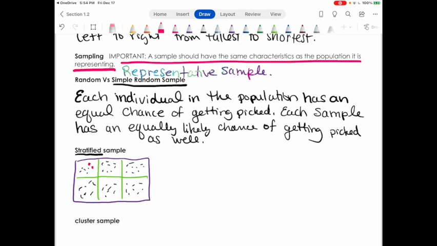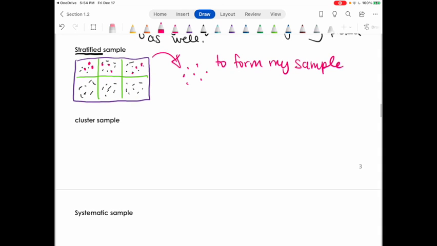So in the first square, I would pick 3. I'm highlighting it in pink. So let's say I pick randomly these 3 in that group. And then in the next one, I pick these 3. And then in the next one, I pick these 3. So all of these pink dots would come out to form my sample. So that's a stratified sample.